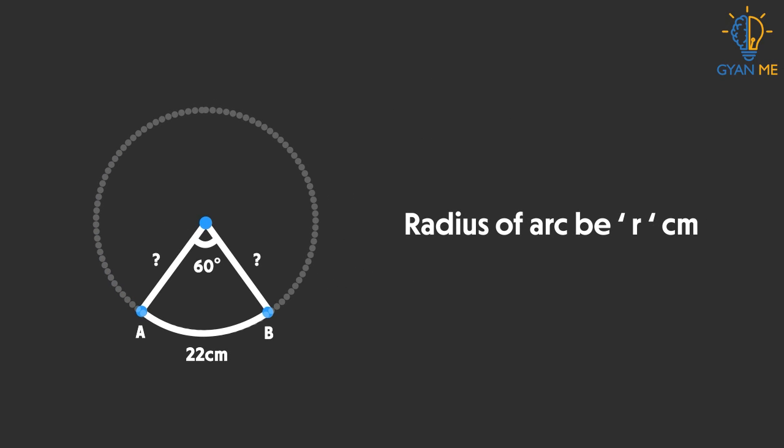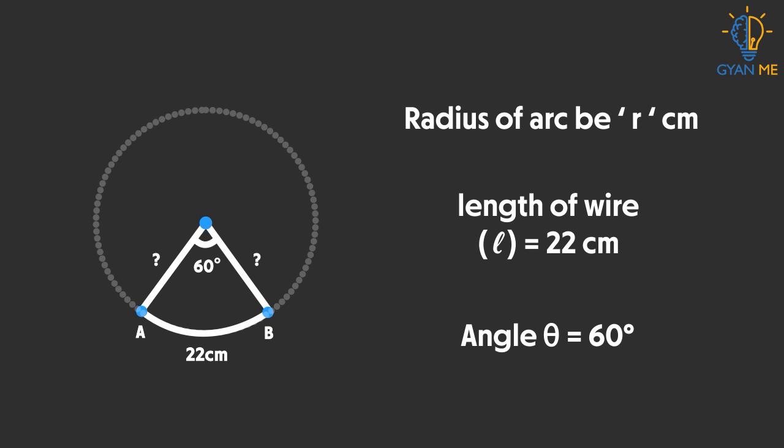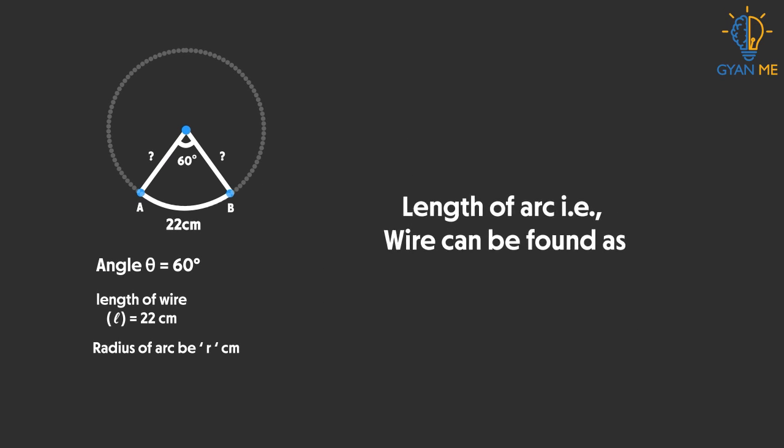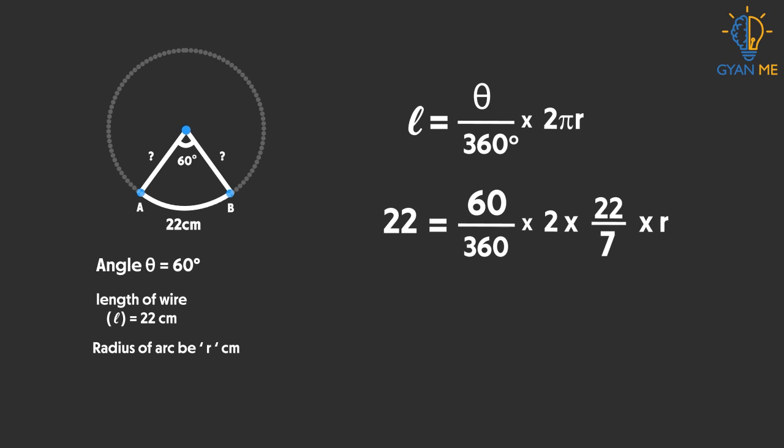Let's take the radius of the arc to be r centimeter. We have length of wire L is equal to 22 cm and angle theta is equal to 60 degree at the center. We know that the length of the arc, that is wire, can be found as L is equal to theta upon 360 into 2 pi r. On substituting the values, we get 22 is equal to 60 upon 360 into 2 into 22 upon 7 into r. On further solving, we get 22 is equal to 22 upon 21 into r. On solving this, we get the value of r is equal to 21 cm.